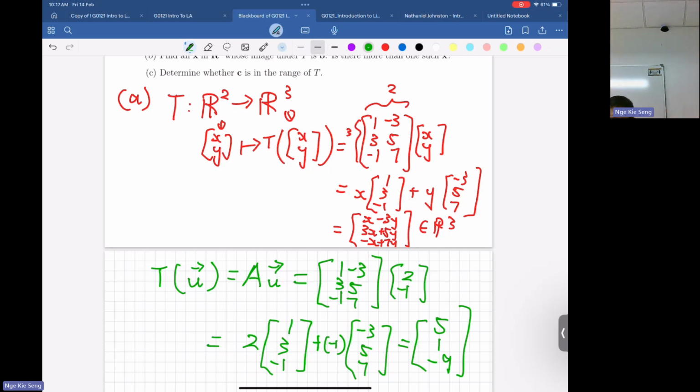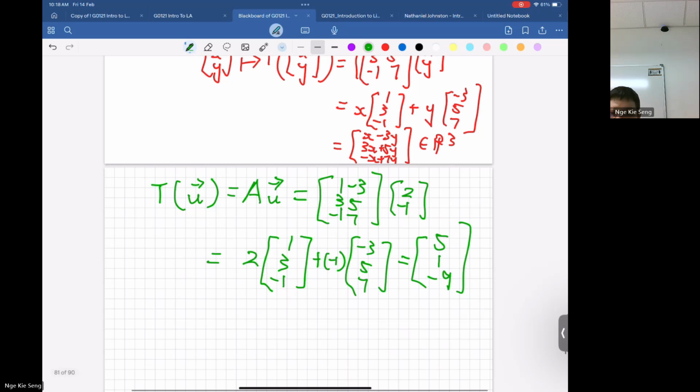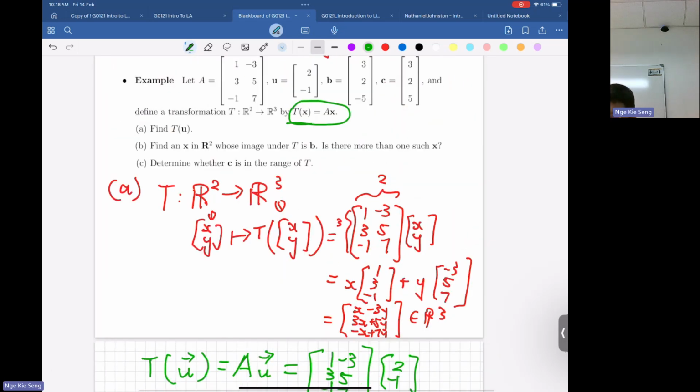So this is the image of u. Can you see the significance of this? You go from R2 space and become R3 space. You generate 3 numbers. So this is a nice thing about transformation here. Are we done with A? Yeah, we're done with A.